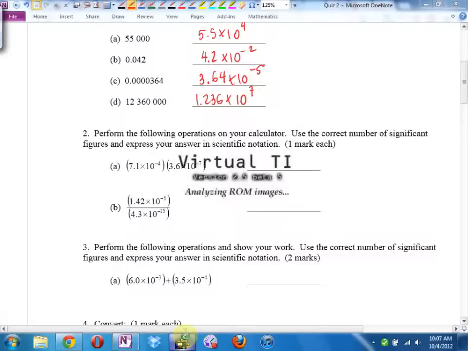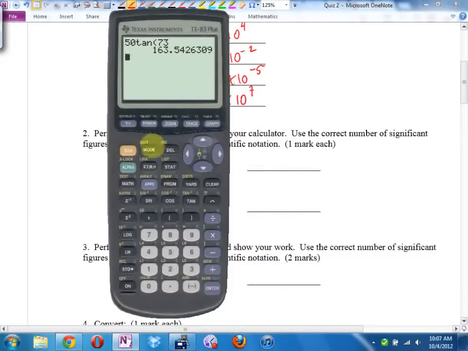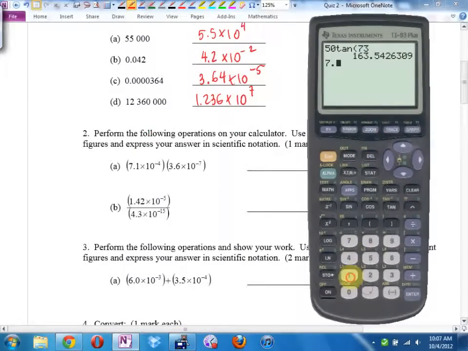Okay, here we go. Practicing our calculator. Number 1, 7.1, scientific notation button, -4. And remember, I don't hit the times or the 10 or the to the power of. It does it all for me. It's great. 3.6, scientific notation button, -7. You get 2.556 times 10 to -10.